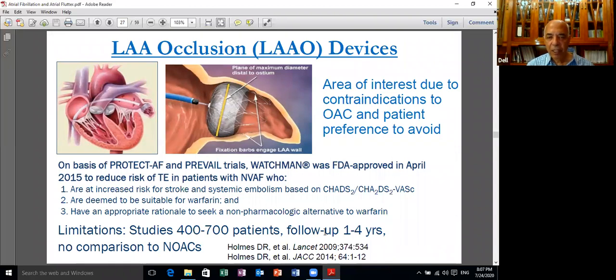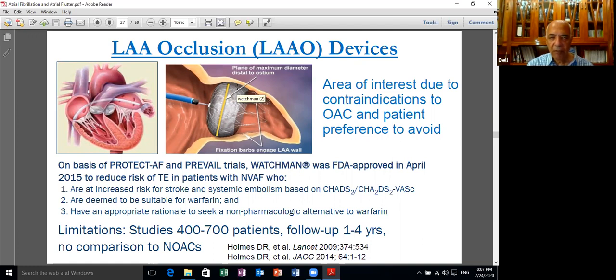If you have a patient who is a candidate for anticoagulation and at the same time is not tolerant for prolonged anticoagulation, then you might think of the left atrial occlusion devices. Of these devices, we have one approved by the FDA, which is the Watchman device.